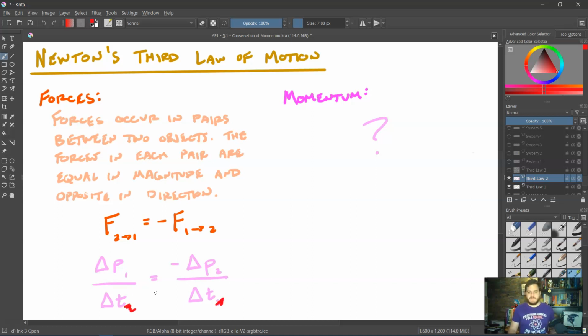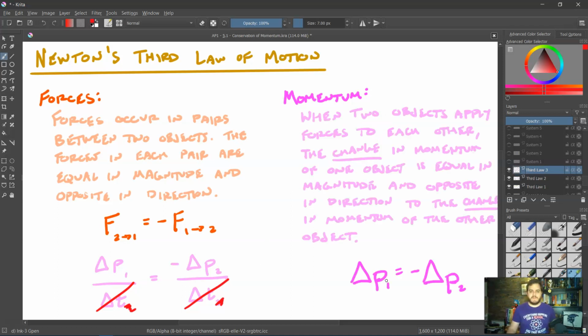And we'll notice that now, that's the same on both sides of the equation, so let's just get rid of it, simplify this a little bit, and redefine Newton's third law in terms of momentum, ending up with delta p1 is equal to minus delta p2. So when we have two objects applying forces to each other, the change in momentum of one object is equal in magnitude and opposite in direction to the change in momentum of the other object. They both will have an impulse, but those impulses will be the same size but opposite in direction.